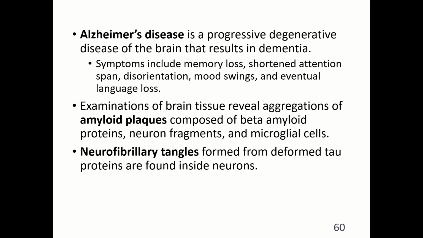Alzheimer's disease is a progressive degenerative disease of the brain that results in dementia. Symptoms include memory loss, shortened attention span, disorientation, mood swings, and eventual language loss. Examinations of brain tissue reveal aggregations of amyloid plaques composed of beta amyloid proteins, neuron fragments, and microglial cells. Neurofibrillary tangles formed from deformed tau proteins are found inside neurons.